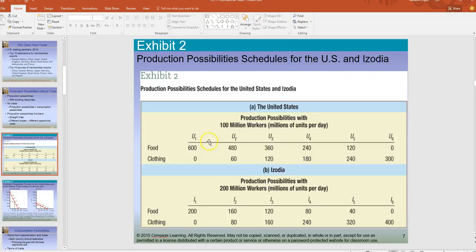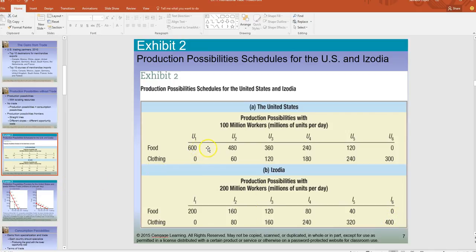Now let's look at this example. The United States can produce with 100 million workers all these combinations of two products, food and clothing. And the same for another country called Isodia. Obviously all this is hypothetical, that can produce all these different combinations of these two products.